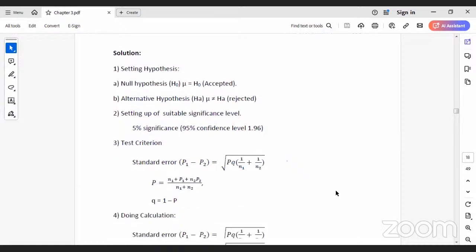Setting hypothesis, setting suitable significance level, test criteria, doing calculation.